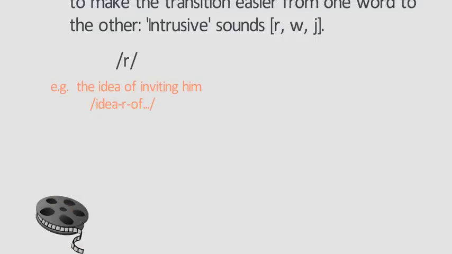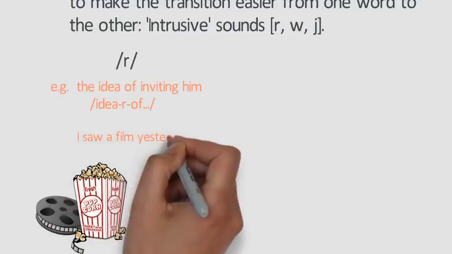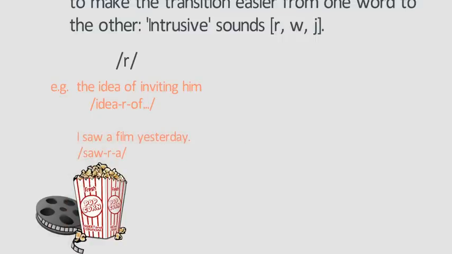Or, I saw a film yesterday. We will have instead, I saw a film yesterday. Saw. I saw a film yesterday. The difference between a linking R and this intrusive R is that there was an actual R in the spelling in the first case, while there is none here.